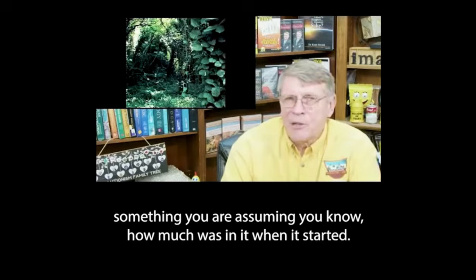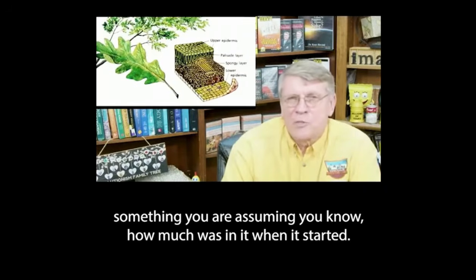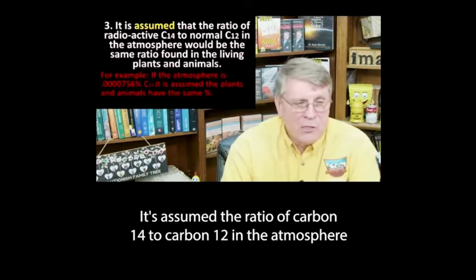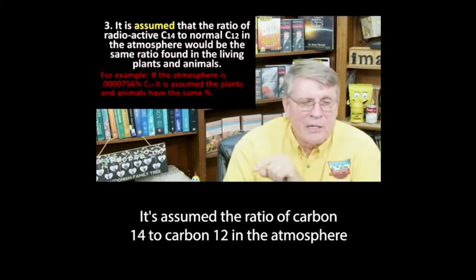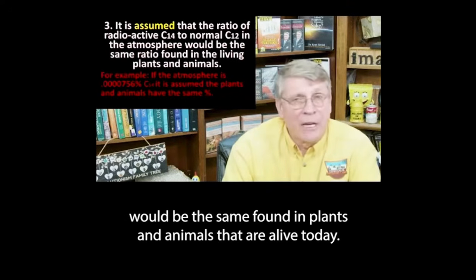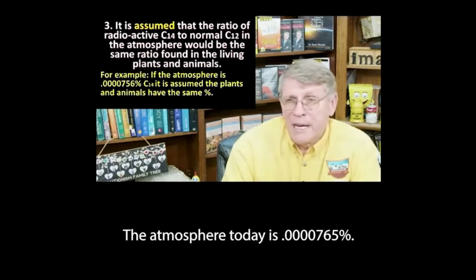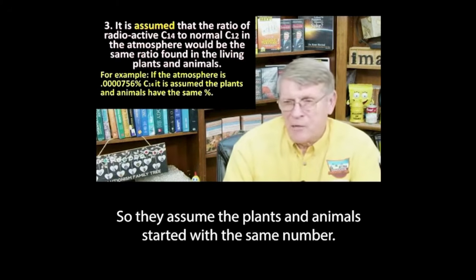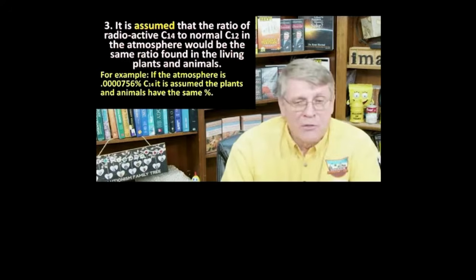So to carbon date something, you are assuming you know how much was in it when it started. It's assumed the ratio of carbon-14 to carbon-12 in the atmosphere would be the same found in plants and animals that are alive today. The atmosphere today is 0.0000765%, so they assume the plants and animals started with the same number. There's no way to know that.